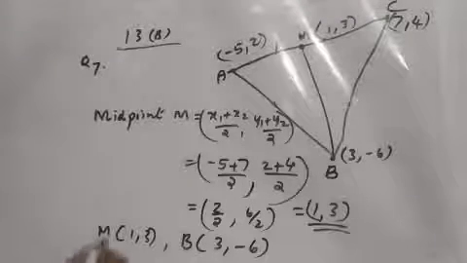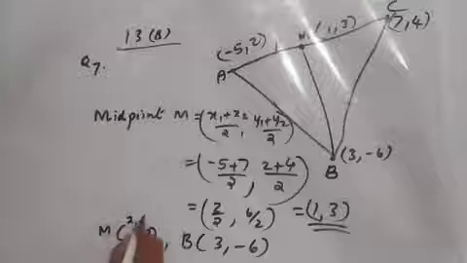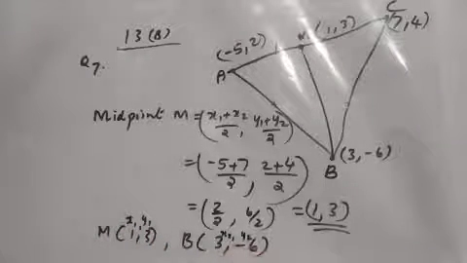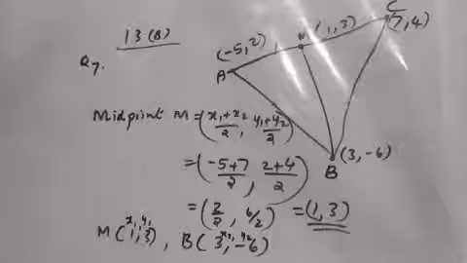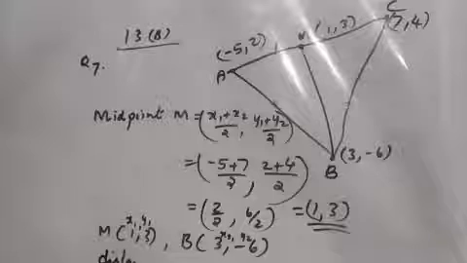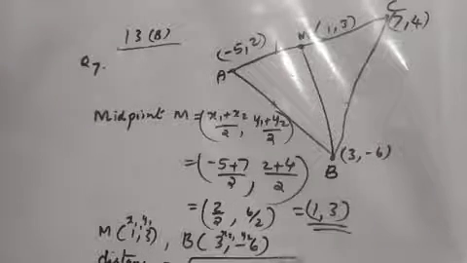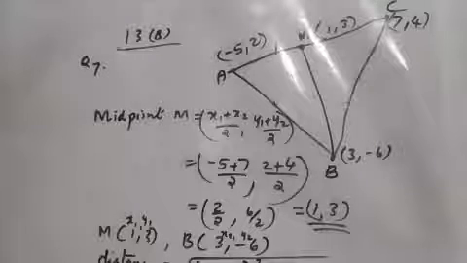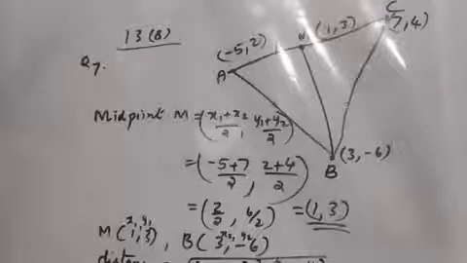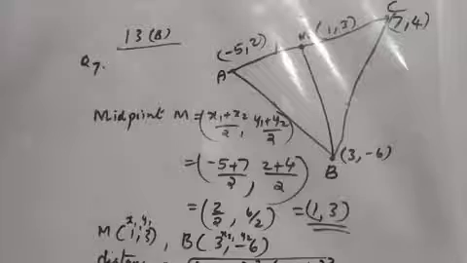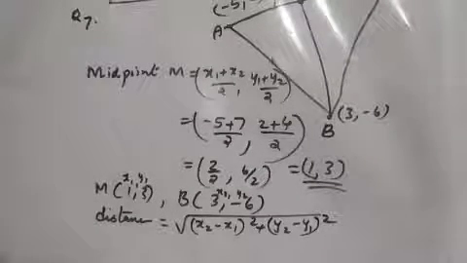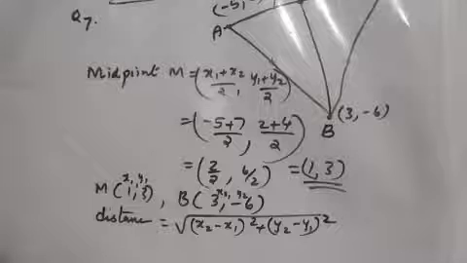What is that? If we know 2 points (x1, y1) and (x2, y2), how can we obtain the distance between these 2 points? Yes, distance equals square root of (x2 minus x1) the whole square plus (y2 minus y1) the whole square. We apply the same formula to obtain the length of the median. Okay, let us apply this.